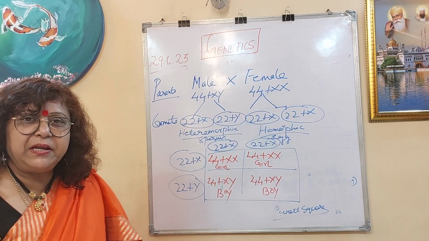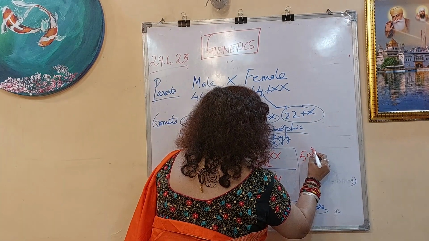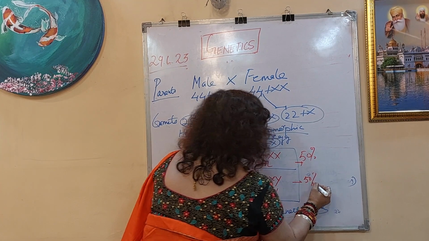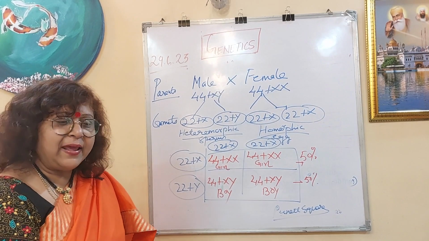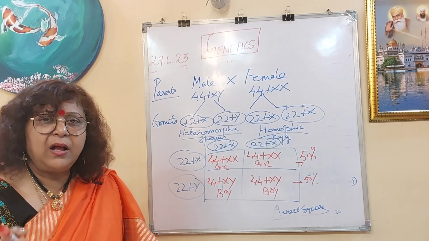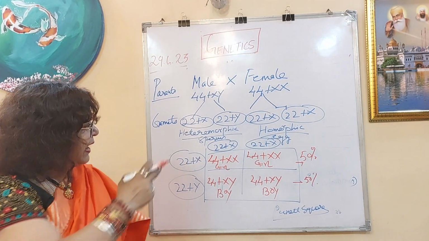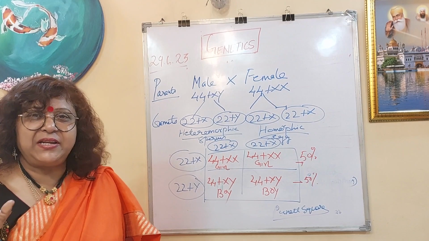This is sex determination in man. So what do you find here? 50% female, 50% male. Got it? This is the sex determination in man. The rest you can see from your book. What are the sex chromosomes? And what role do they play? This is what is given here. Got it? How to show sex determination in man.